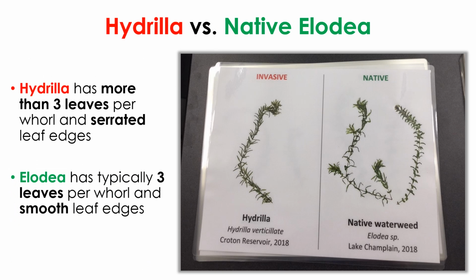In these pictures, you're unlikely to be able to see the difference, but hydrilla has more than 3 leaves per whorl, typically 5. Native elodea has typically 3 leaves. And like curly leaf, hydrilla also has serrations along the leaf blade. So that should be sticking out to you already, that serrations on the leaves are a common invasive characteristic.